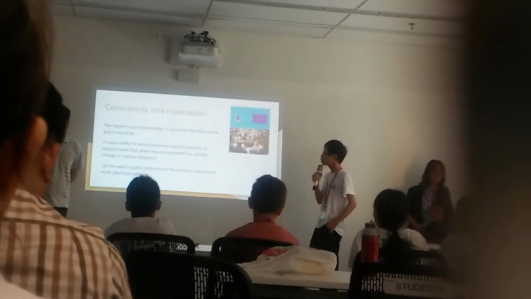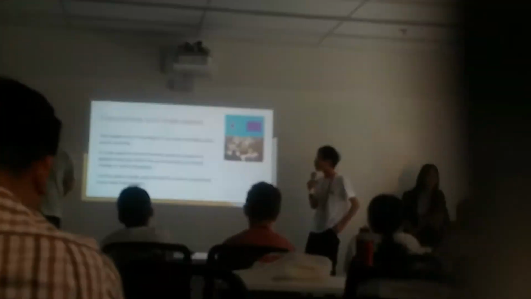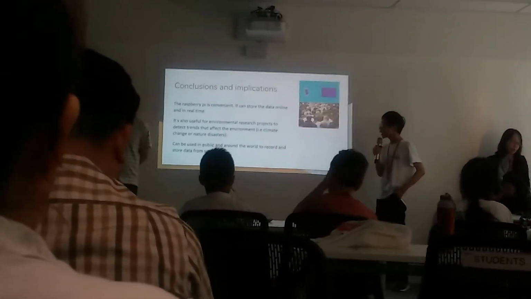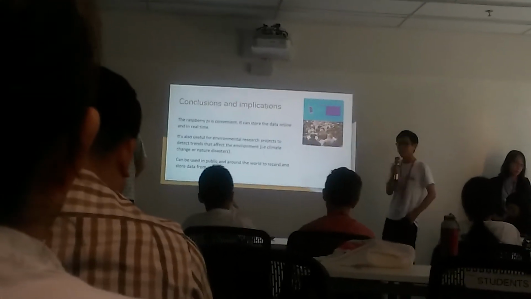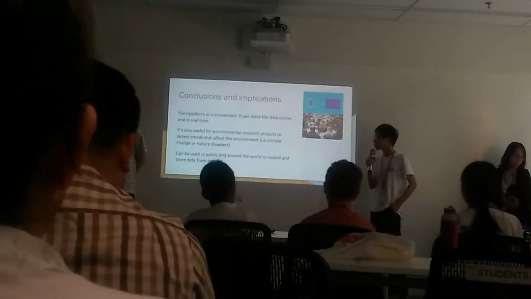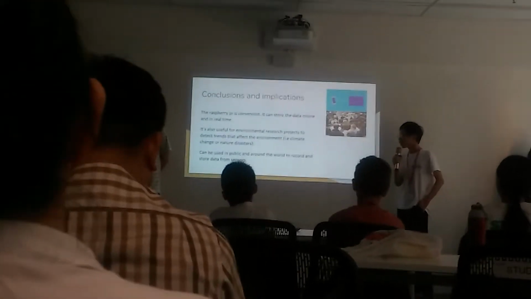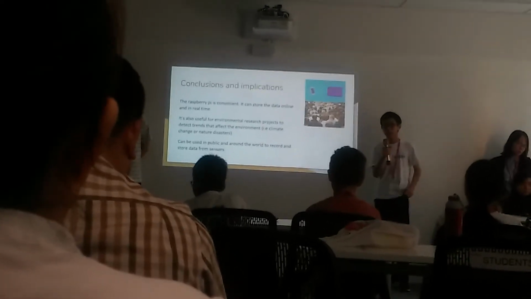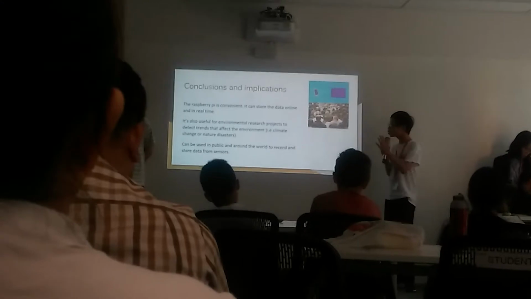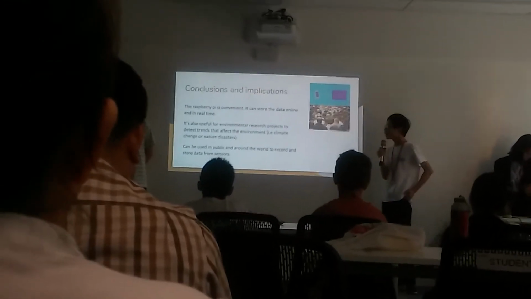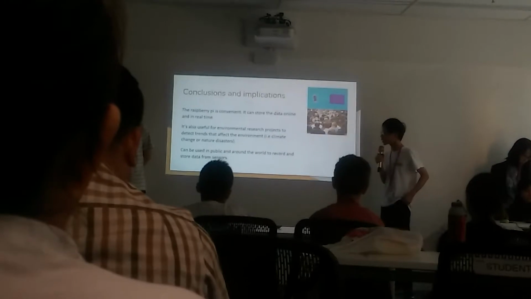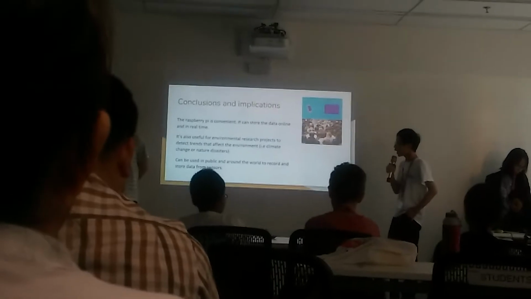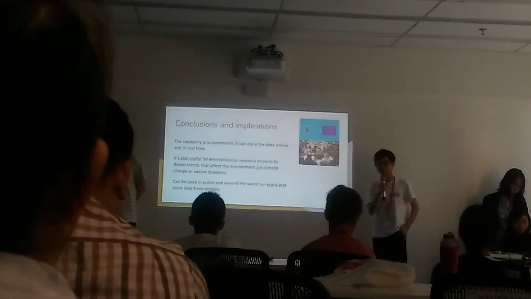And to our conclusions and implications: yes, the Raspberry Pi is very convenient because it can store data online in real time. This can also be very useful for environmental research projects, like detecting trends that affect the environment, for example climate change or natural disasters. We can use this Raspberry Pi to prove that those are real trends. Climate change is a real trend, based on the data. And it can be used in public and around the world to record and store sensor data.